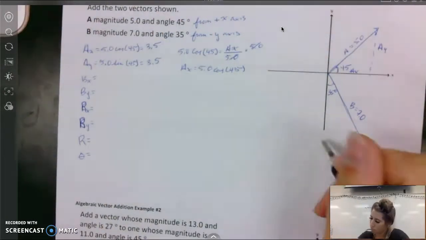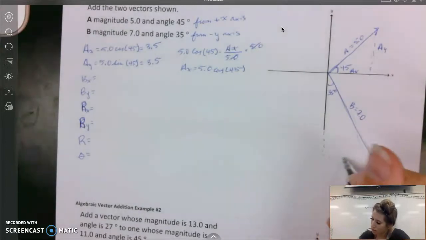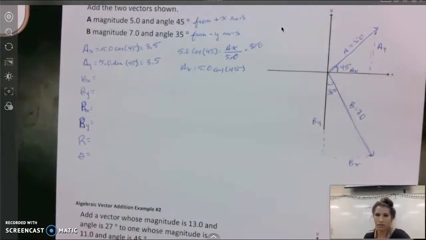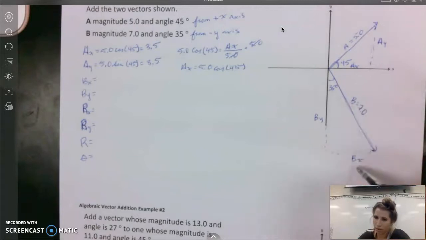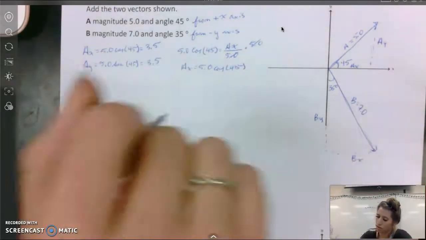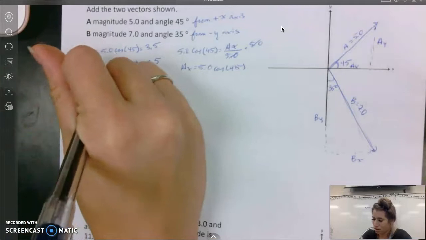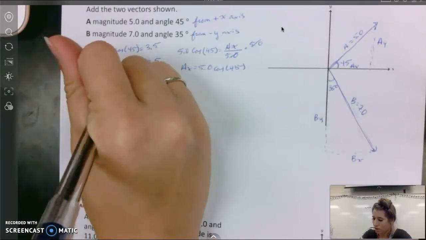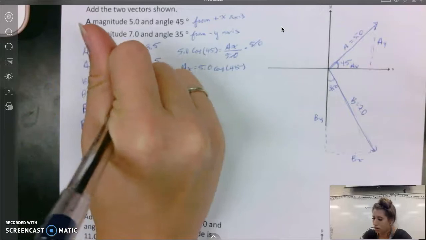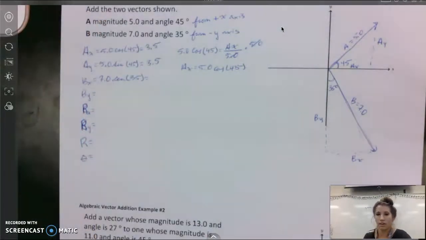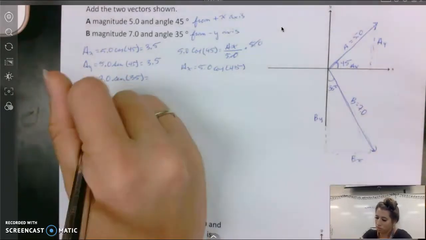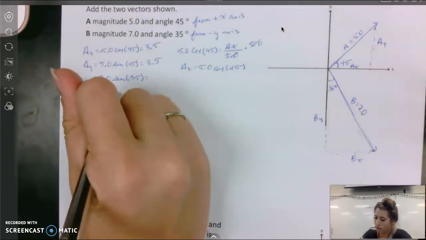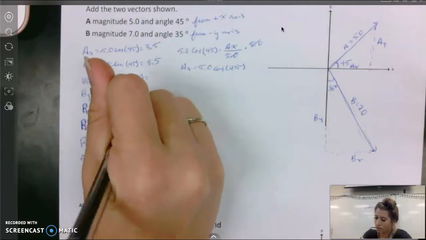Now for B, we have b sub x and b sub y. b sub x is our opposite component from the angle, so we're going to use sine for b sub x. We'll take the hypotenuse of 7 and go sine 35. And b sub y is adjacent to the angle, so it's going to be 7 cosine 35.